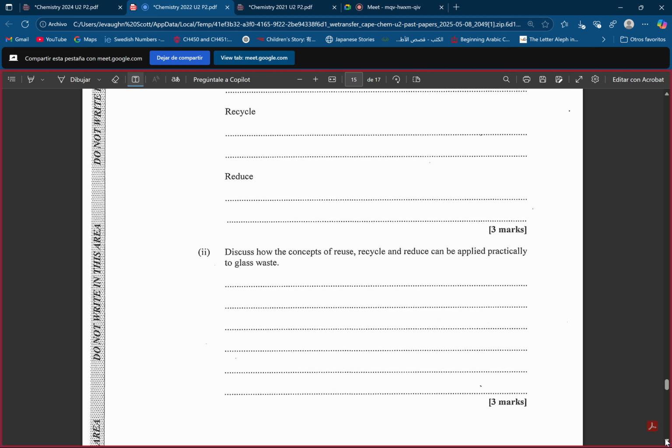Discuss how the concepts of reuse, recycle, and reduce can be applied practically to glass waste. So, how do we reuse glass waste? In what way? How would we reuse them? Wait, that would be the recycle part. We're just talking about reusing. So we can use them. Go ahead. So I want them to repeat. The person was saying something.